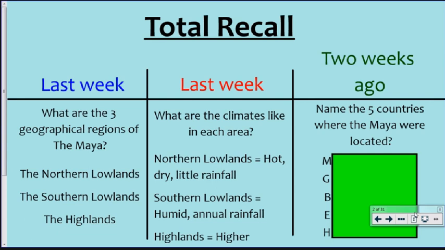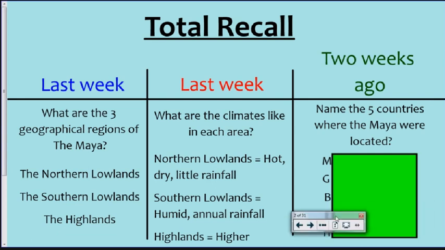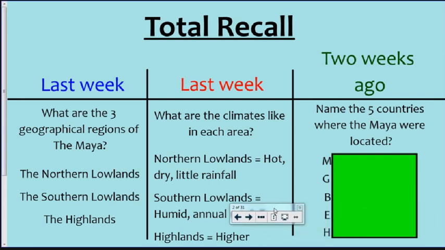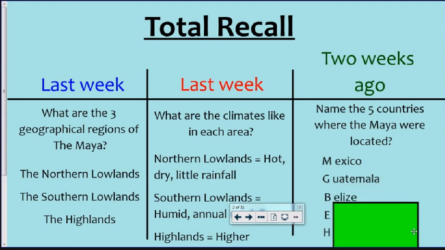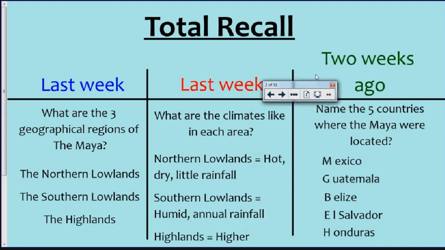And finally, what are the 5 countries where the Maya were located in that Mesoamerica area? So we've got Mexico, Guatemala, Belize, El Salvador, and Honduras. So well done if you've managed to remember those.